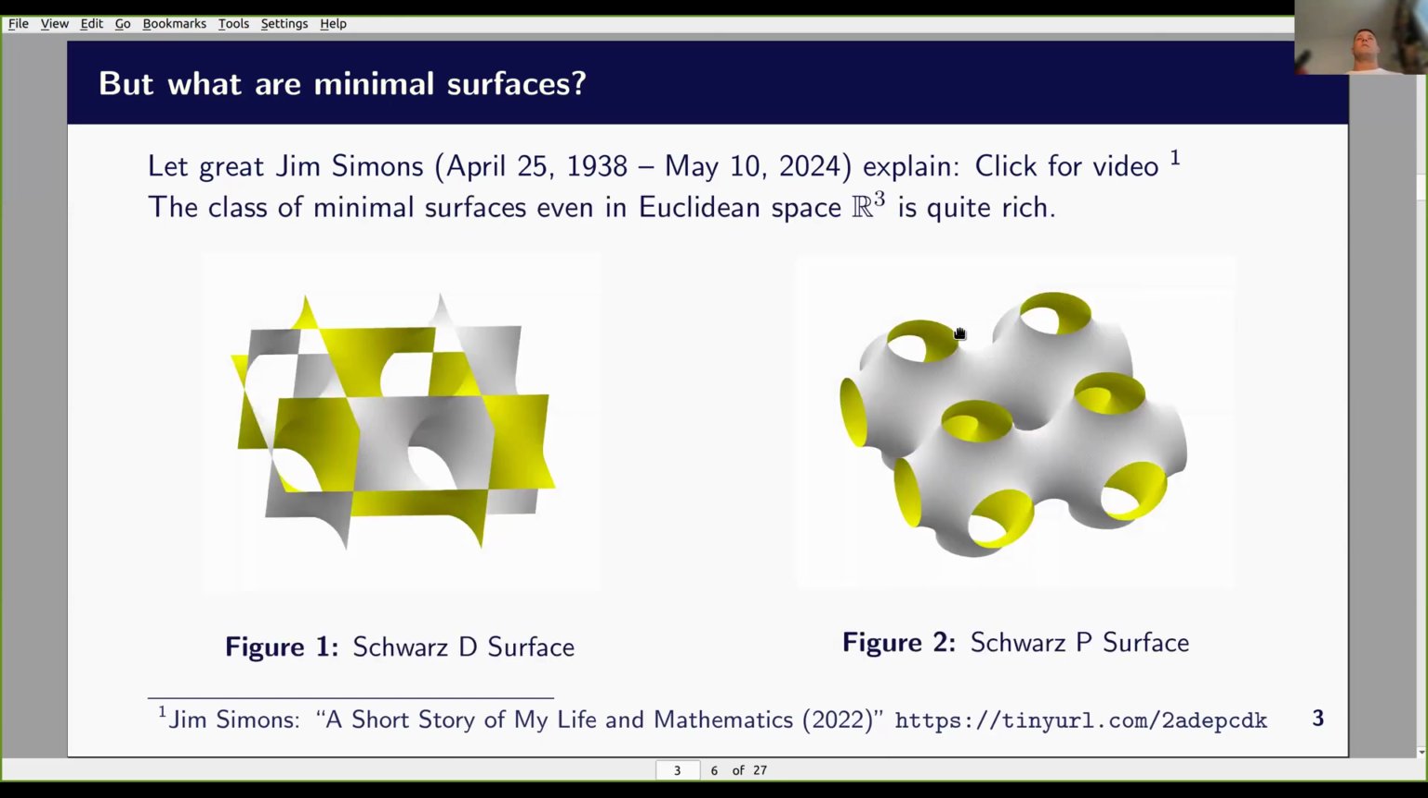Then some examples of minimal surfaces. Even in the Euclidean space R^3, the class of minimal surfaces is quite rich. Here on the left, you see something called the Schwarz D surface. It looks symmetric somehow. It's a little bit hard to figure out what it actually looks like precisely, at least to me. But if we believe Simons, it's a smooth surface and it's somehow symmetric from the picture. Here on the right, you see something which, at least to me, is easier to visualize. It's some kind of symmetric, nice, smooth surface. The feature of both of these pictures is that they are topologically non-trivial.